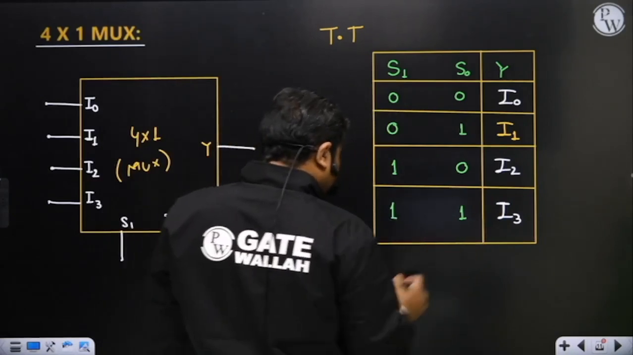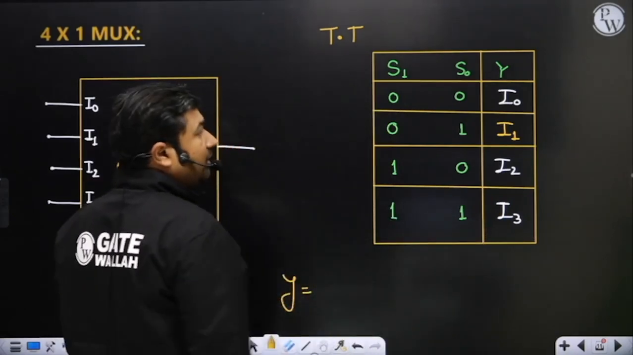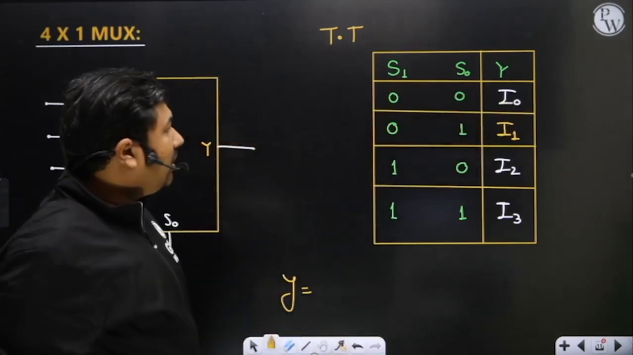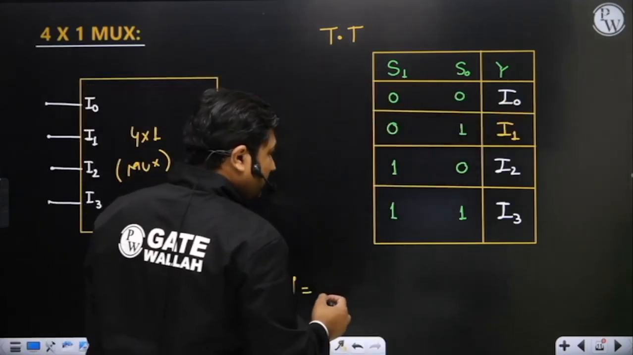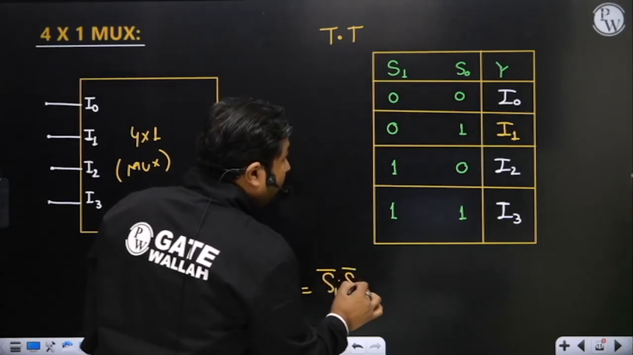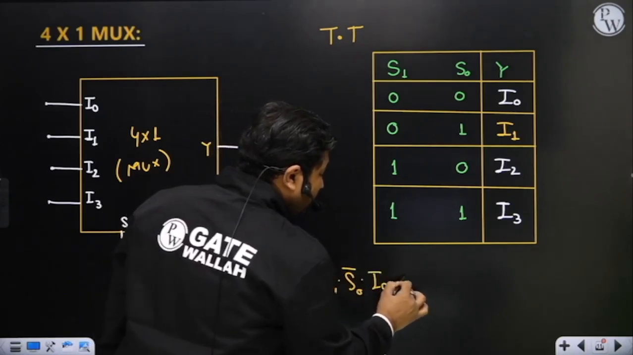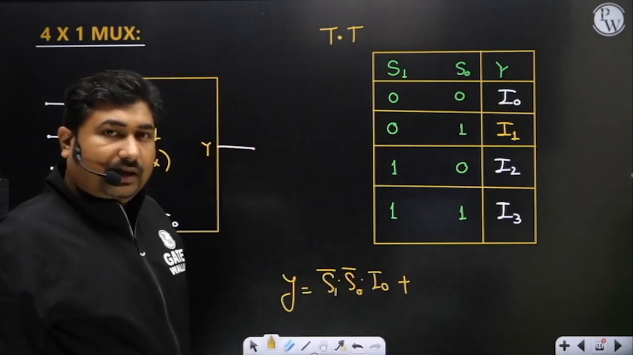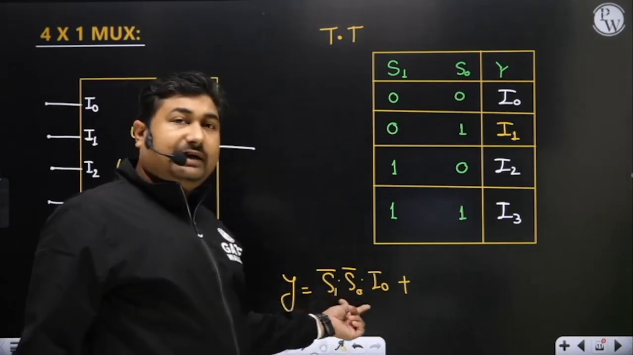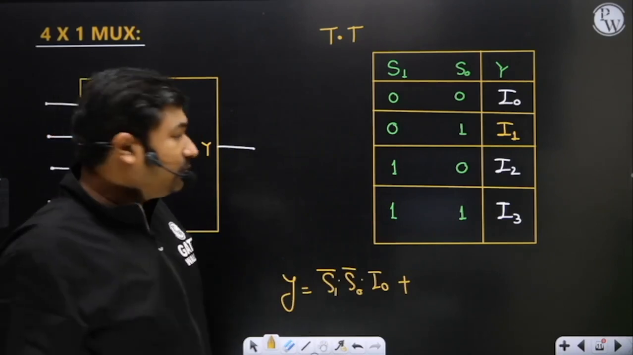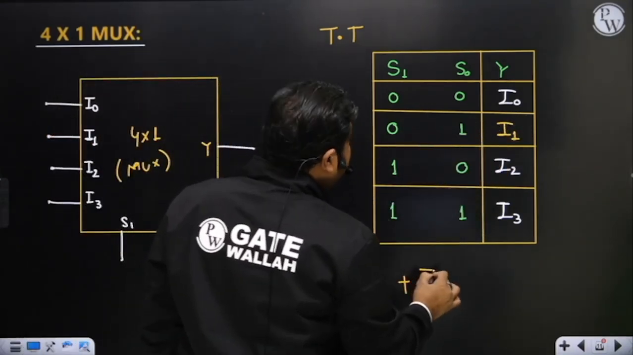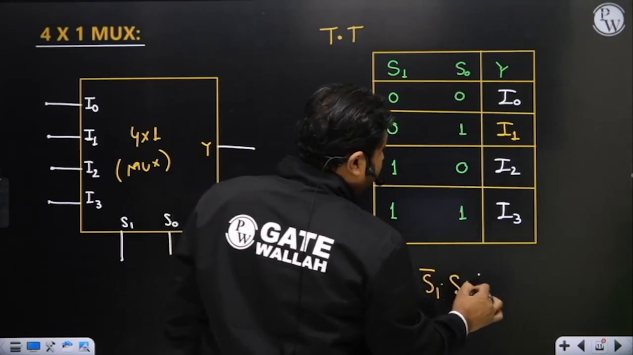From here, I can write the logical expression for Y. The select condition is S1 complement, S0 complement, I0. Is it okay? Now, whatever information is on I0, you can put it here. For this particular select line condition, only that information is going to be transferred to output Y. Plus, I1 is transferred on the select condition S1 complement, S0, into I1.